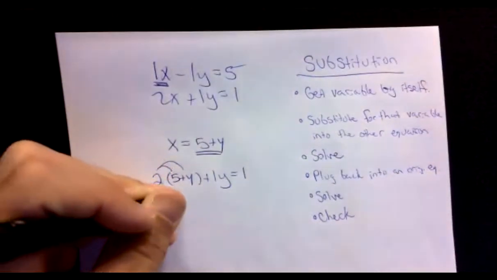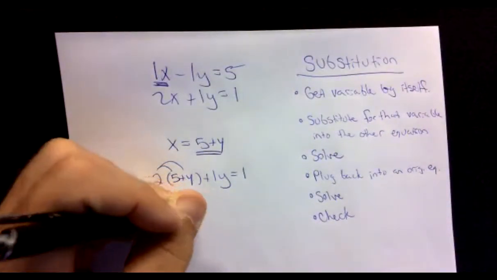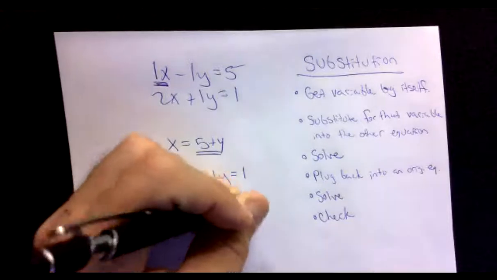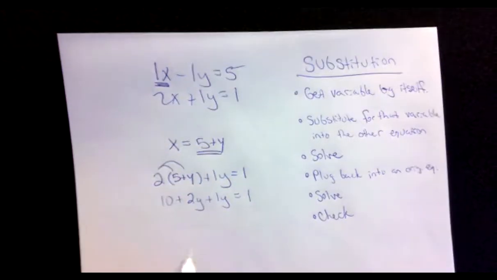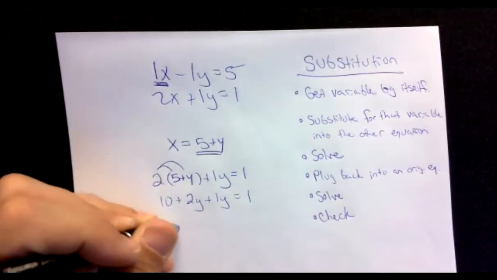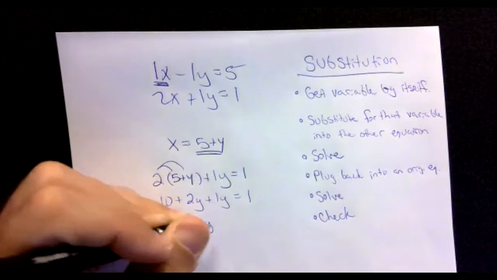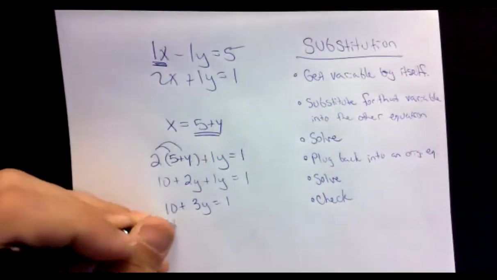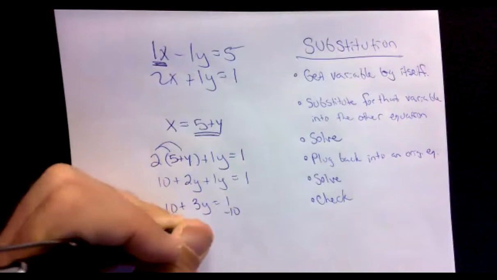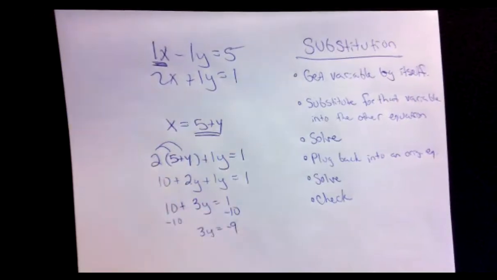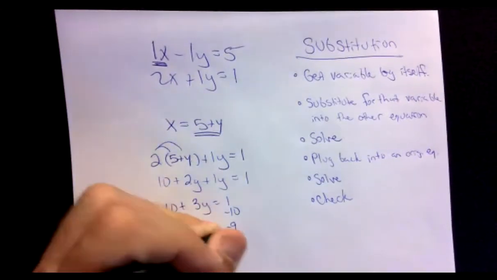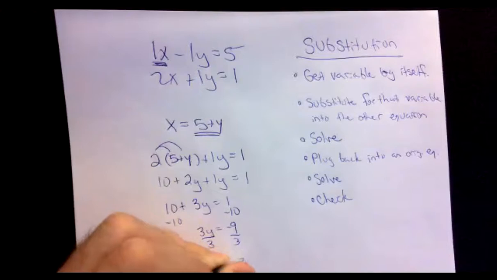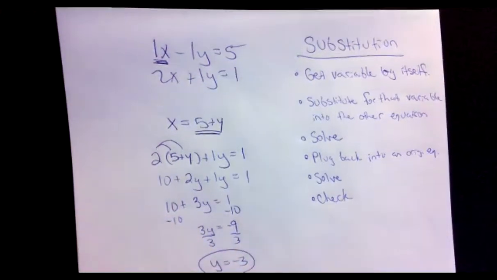2 times 5 is 10. 2 times Y is 2Y. Combine my like terms. 2Y plus 1Y is 3Y. Subtract my 10. 3Y equals -9. Divide. Y is -3.